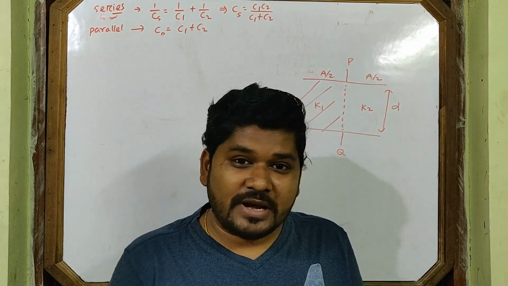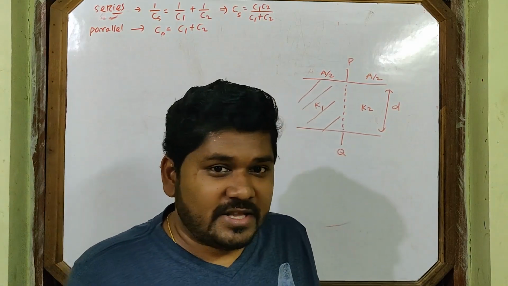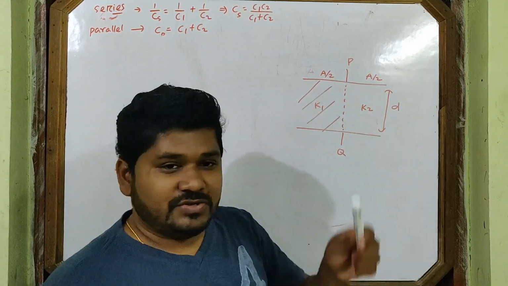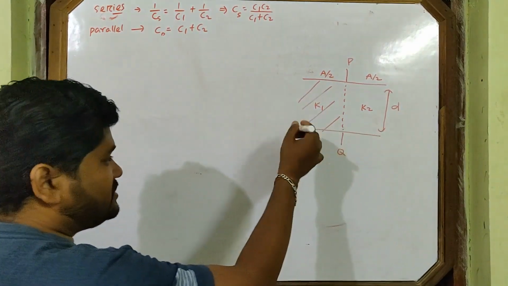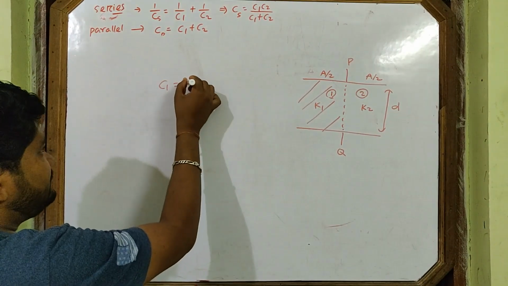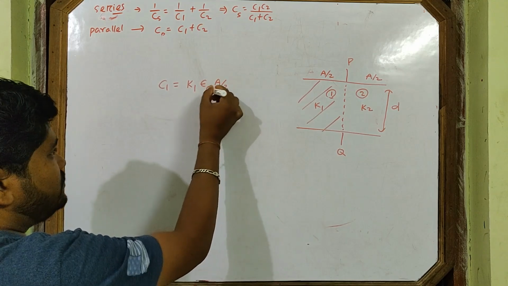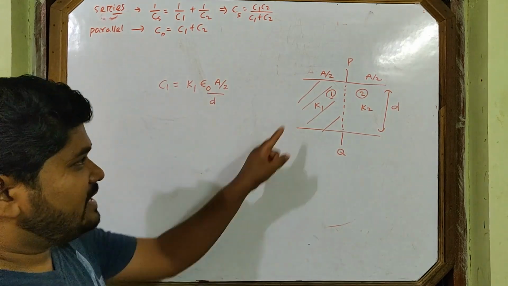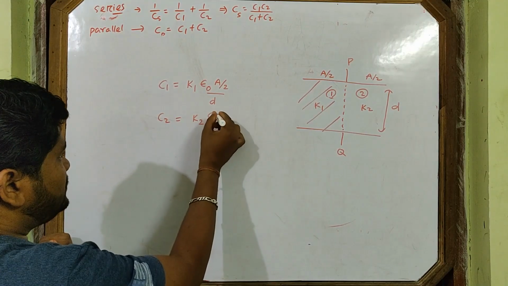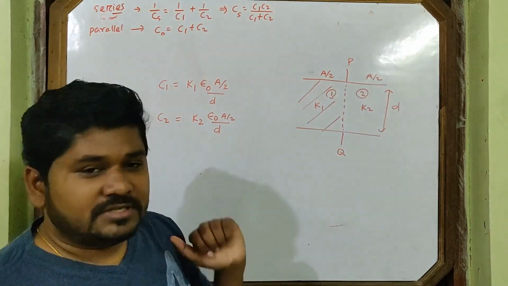Then we'll treat them as two capacitors. Problem solved. You treat them as two capacitors and see what the combination is. Here area is divided, A by 2, A by 2. Just treat them as two. This is one capacitor, this is one capacitor. So C1 is K1 epsilon naught A by 2D, area divides A by 2. C2 is K2 epsilon naught A by 2D.